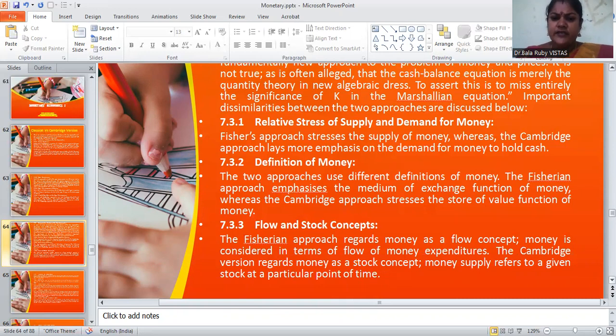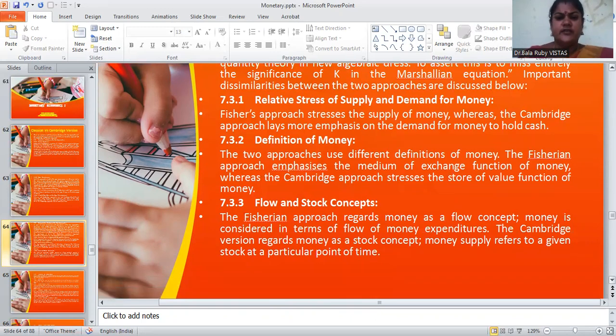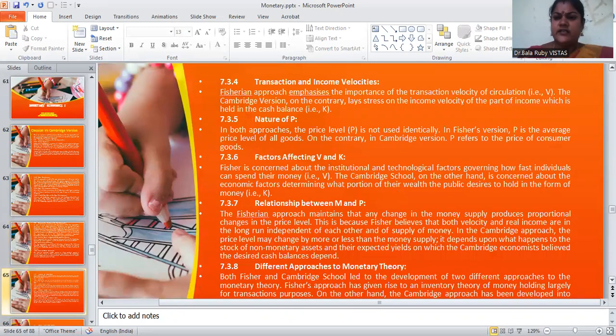And the third difference is flow and stock concepts. The Fisherian equation regards money as a flow concept. Money is considered in terms of the flow of money expenditures. But the Cambridge version regards money as a stock concept. Money supply refers to the given stock at a particular point of time. So this is the third difference between these two approaches.